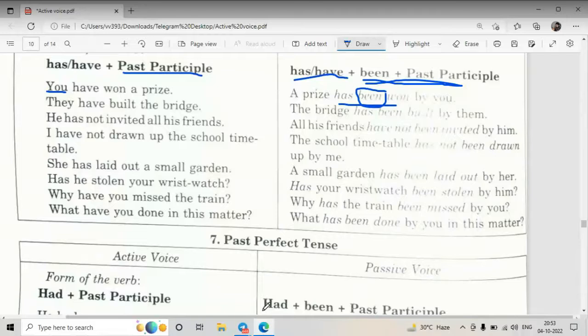Sure. So it will be like: He has proposed Neha, and the passive voice will be: Neha has been proposed by him. Okay, but she rejected. I was thinking to replace it, but let it be. So what was it? Can you repeat? He has proposed Neha, and the passive voice will be: Neha has been proposed by him. Yes, right sentence, right formation.